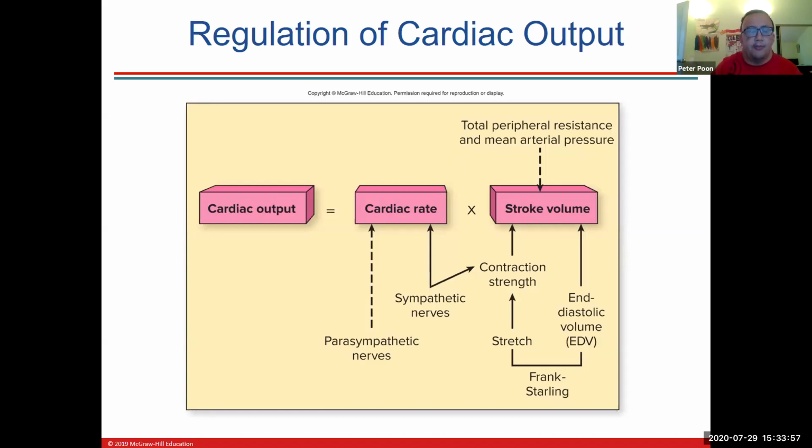So cardiac output is equal to cardiac rate times stroke volume, affected by parasympathetic and sympathetic. The sympathetic also affects stroke volume to increase it. So with the sympathetic, you get higher cardiac rate and higher stroke volume. Not only are you pumping faster, you're pumping harder with each pump.